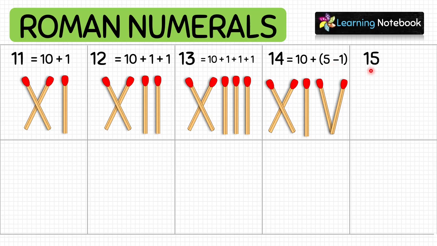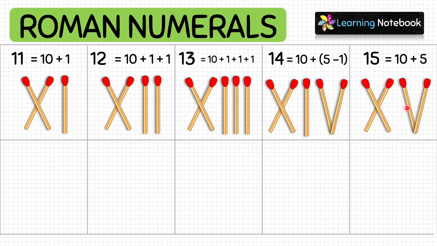Then we have 15, which can be written as 10 plus 5. So let's paste matchstick in the form of letter X and V. So XV is the Roman numeral for number 15.